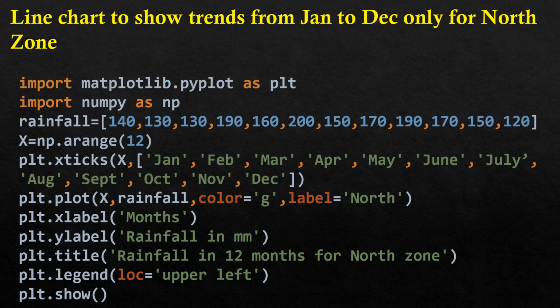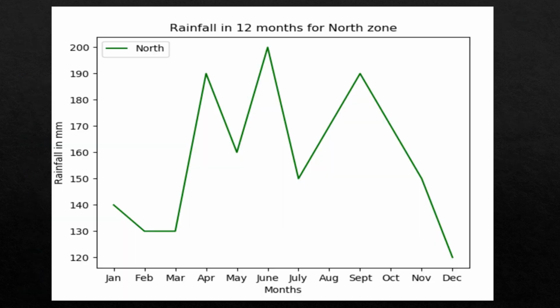Now let's see how it looks like. As you can see here, this is the rainfall for North Zone from the month January to December. Similarly, you can draw different line charts for different zones.